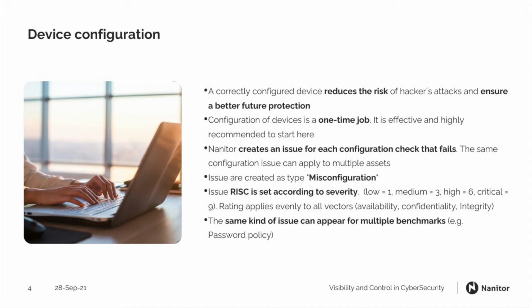When you become more familiar with Nanitor, you will also notice that Nanitor has a comprehensive issue score, which is based on three vectors: availability, confidentiality, and integrity. But for configuration issues, we only have one score for all of those vectors.